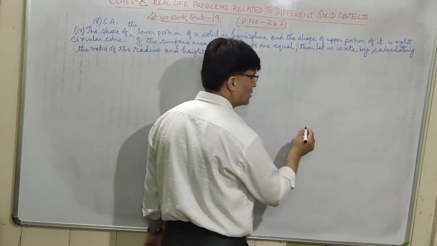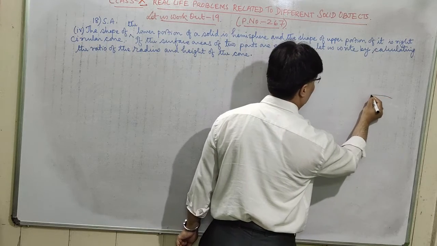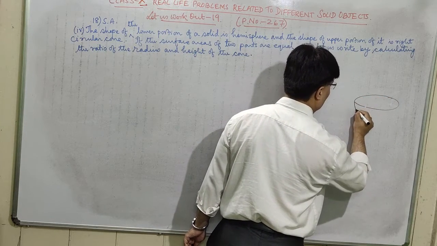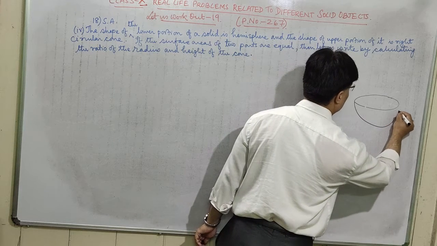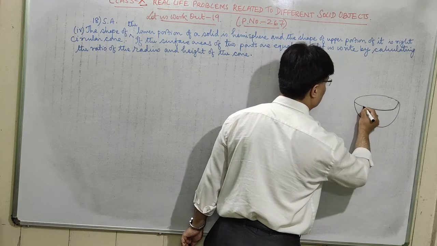There is a solid whose lower portion is a hemisphere. The lower portion is a hemisphere. Hemisphere means half of the sphere.